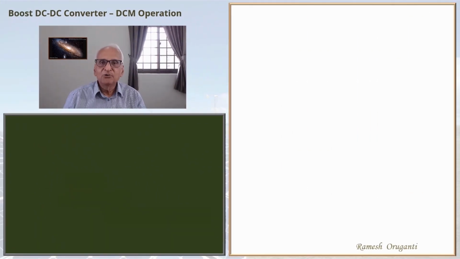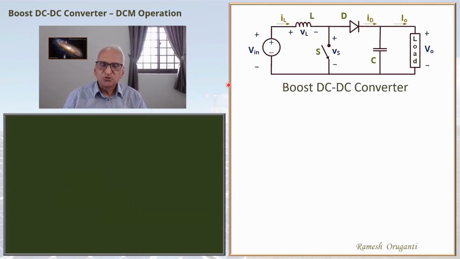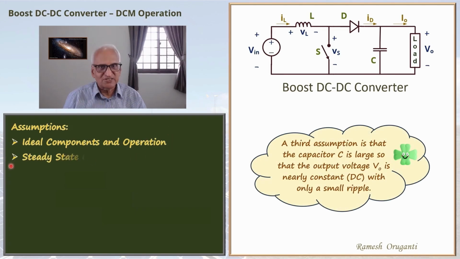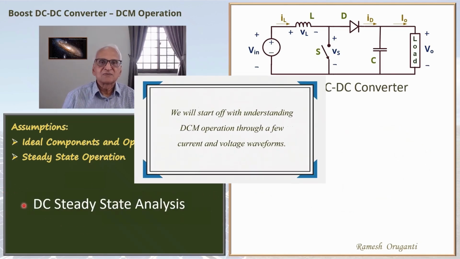We will see now how the boost converter operates under DCM. We assume that the converter is ideal, the switch and the diode and all other components are ideal, and also that the circuit is operating under steady state. These are the two assumptions that we are making in doing this analysis. This kind of analysis is known as DC steady state analysis.